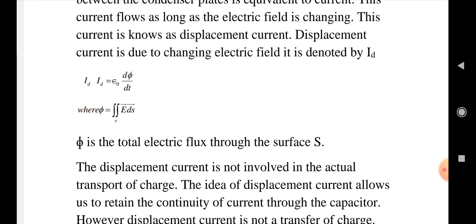The displacement current is not involved in an actual transfer of charge. The idea of displacement current allows us to retain the continuity of current through the capacitor. However, displacement current is not a transfer of charge. Note down: displacement current is not a transfer of charge. Now let us discuss the explanation of the displacement current, and show that the displacement current is equal to the current, I mean the displacement current due to the change in electric flux.